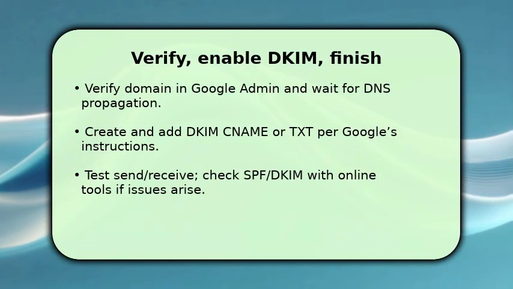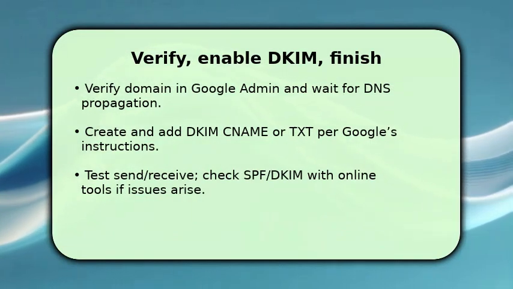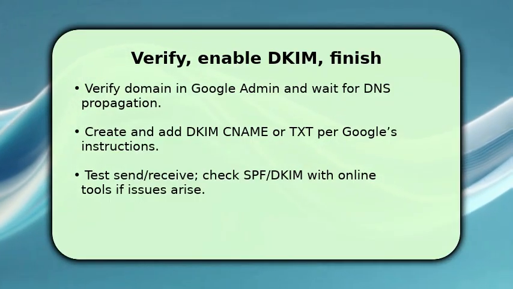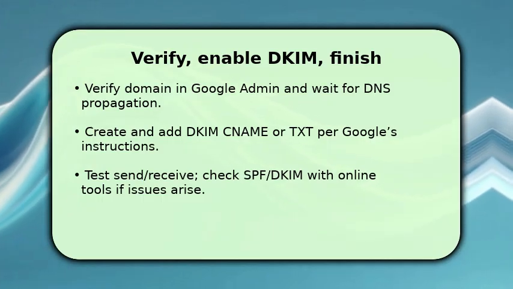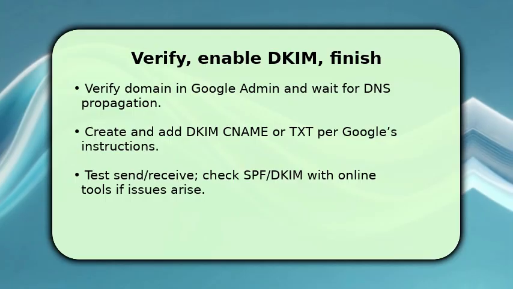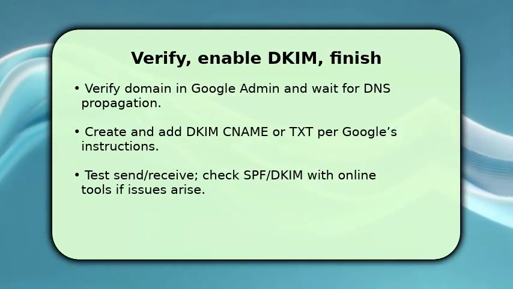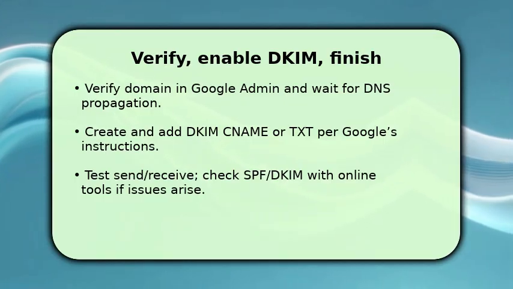After adding MX and TXT records, return to Google Admin and click Verify. Google reads the TXT record you added, so once propagation completes, verification should succeed. Next, enable DKIM in Google and paste the CNAME or TXT DKIM record into Namecheap so outbound mail is signed.